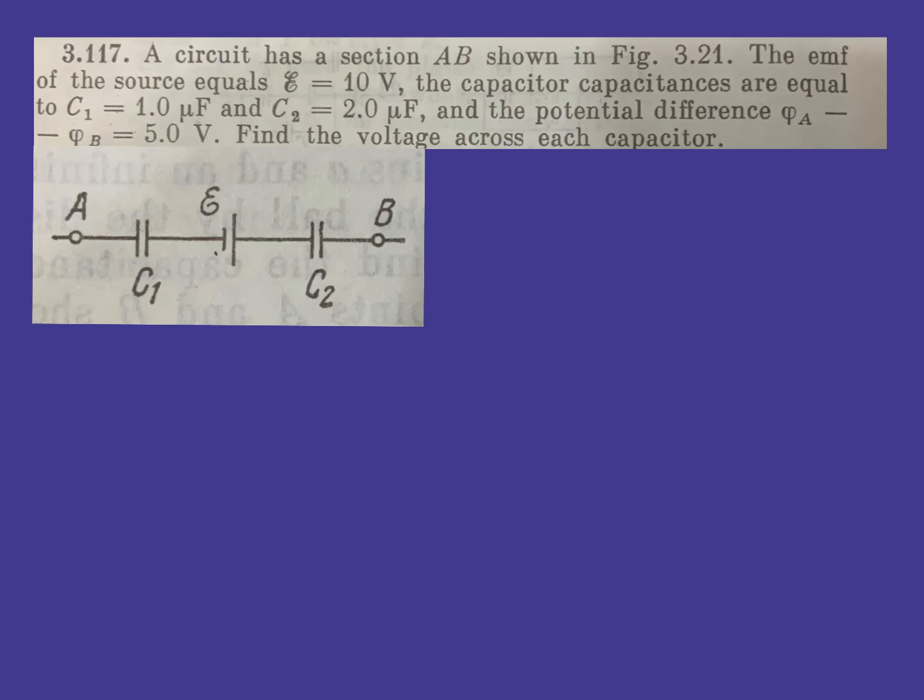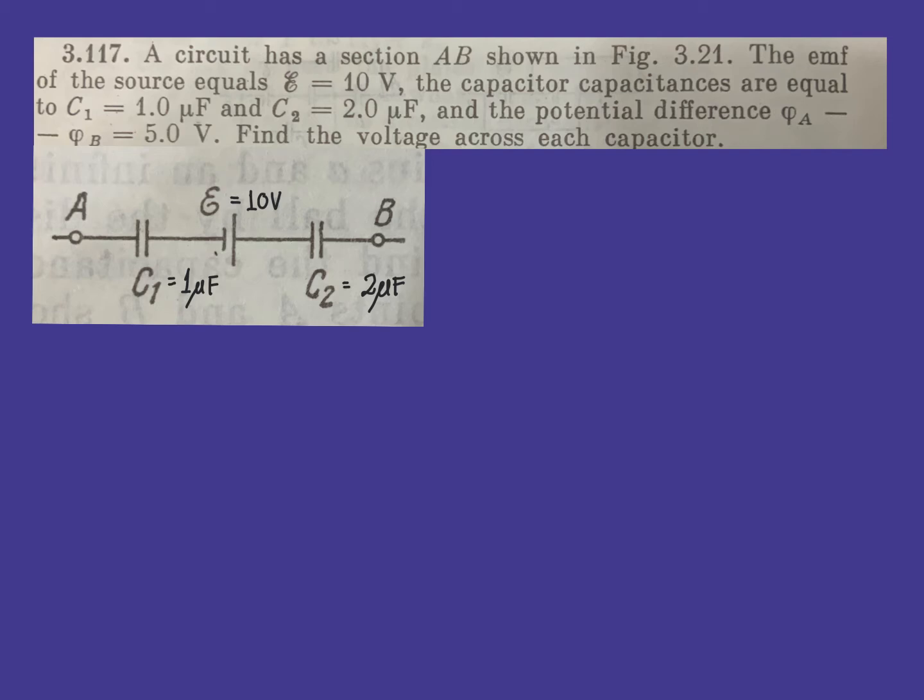In the circuit has section AB, the EMF of the source E is equal to 10 volt. The capacitances are C1 equal to 1 microfarad and C2 equal to 2 microfarad. And the potential difference phi A minus phi B is equal to 5 volt. Find the voltage across each capacitor.